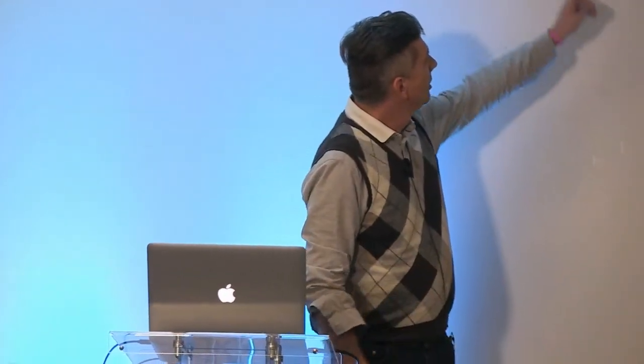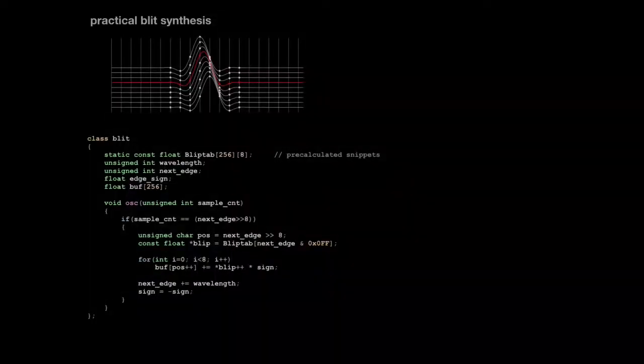The other thing, which I've seen done wrong many times, is that you should use a wavelength that also covers the fractional sample time, and not do anything with a phase accumulator. If you use a phase accumulator for blip synthesis, you're doing it wrong.